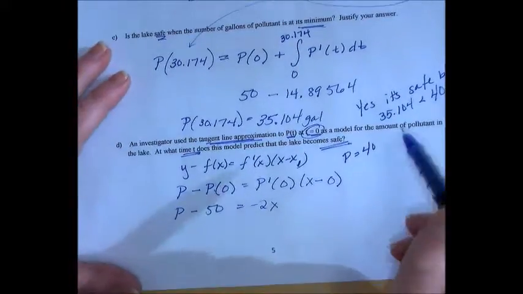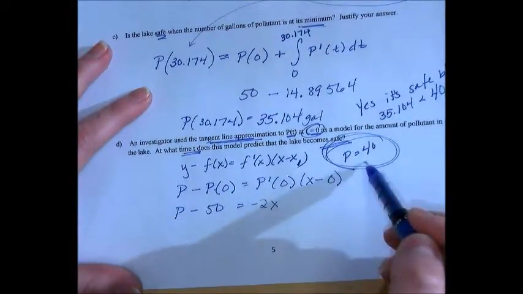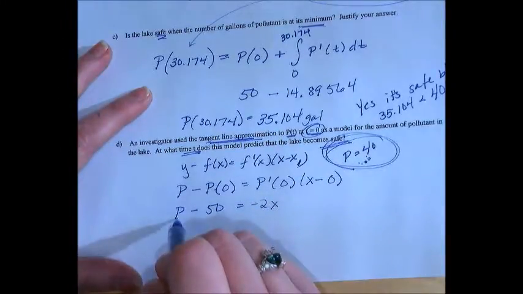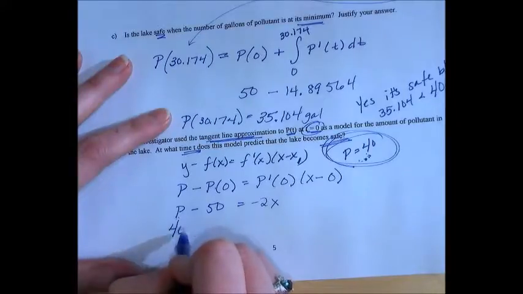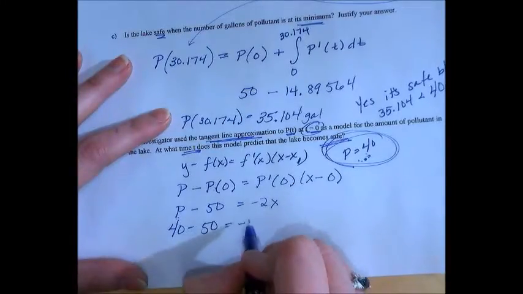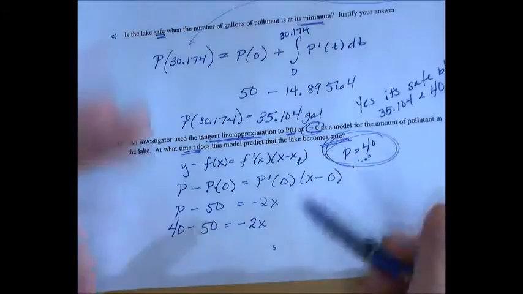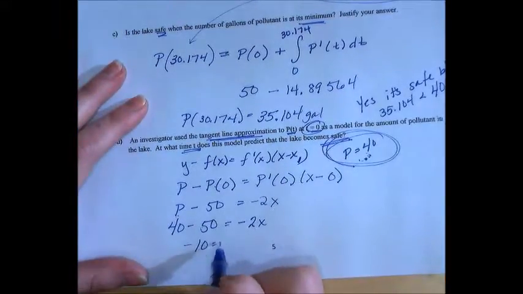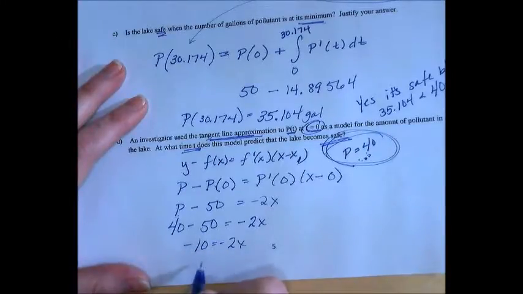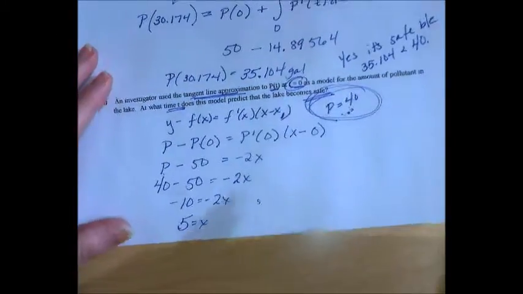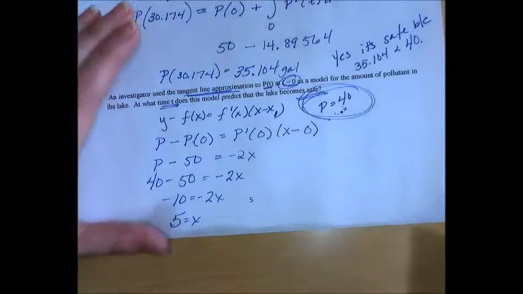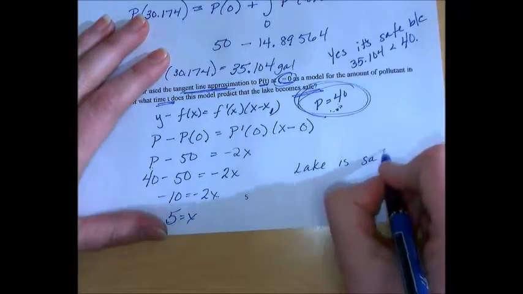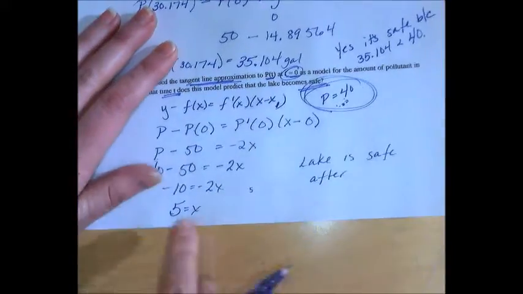Now, we want the lake to be safe, so I need the pollutants to be 40 or less. I'm going to sub this value in for P. So this becomes 40 minus 50 equals negative 2x. I really should have converted my x variable to a t, but we'll get there. Negative 10 is negative 2x, so therefore 5 is x. At what time does the model predict the lake becomes safe? The lake is safe after 5 days.